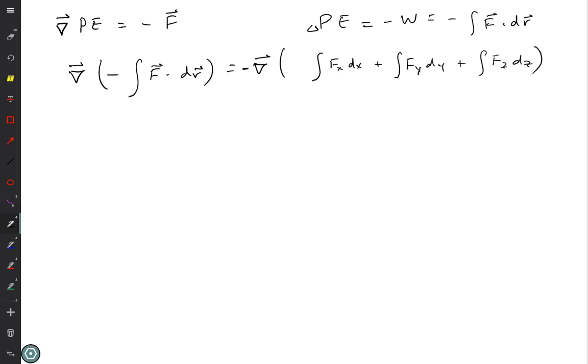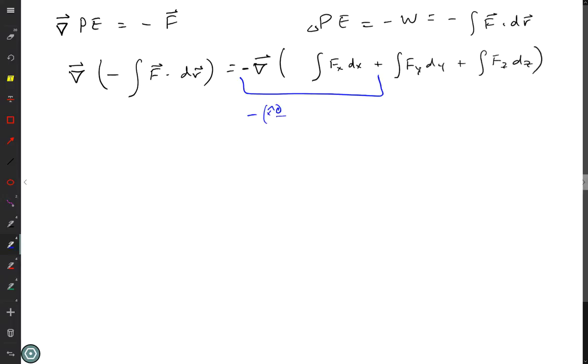Now I have to use what my gradient operator means. So let's just take this portion right here. I'll just do that portion first, and then we'll, by analogy, do the other two portions quickly. So that portion is minus x hat d dx plus y hat d dy plus z hat d dz acting on the integral of f of x dx.